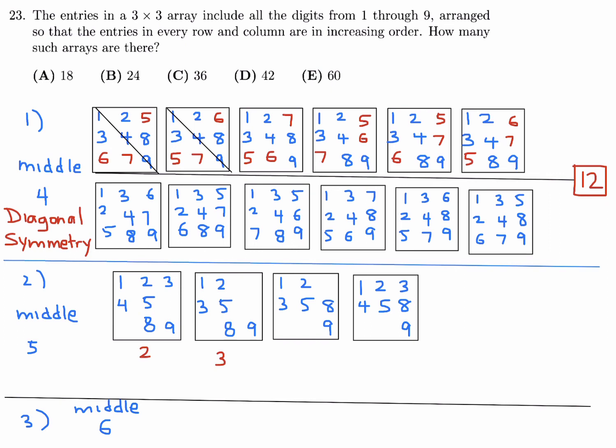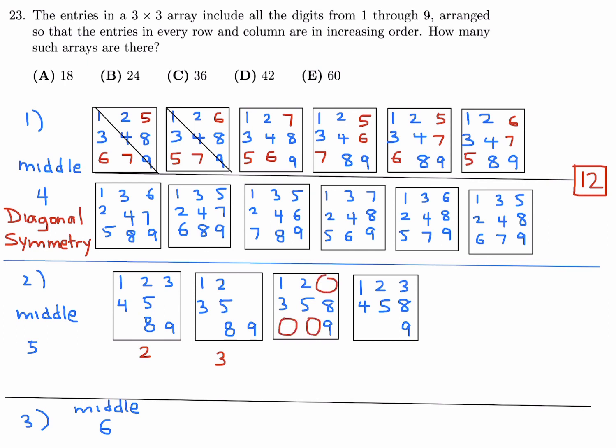For example, the 4, 6, and 7. So you can have 4, 6, and 7 like that. Or you can have the 4, 6, and 7 like that. Or you can have a 4 and the other 2 like that. So as you can see, there's 3 ways of doing that.